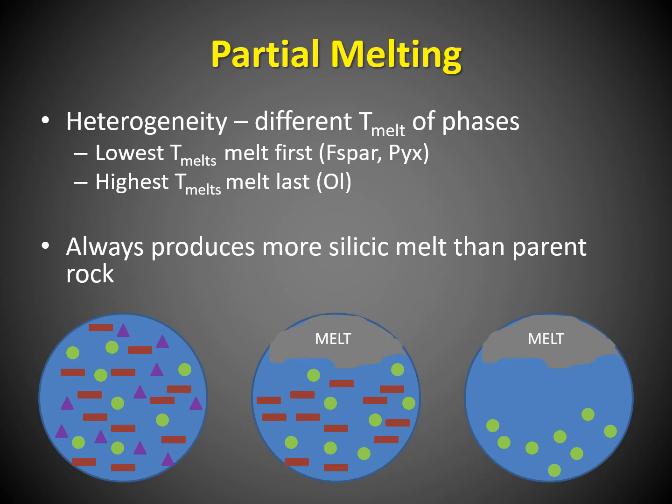And this is probably the big takeaway from all this, is that in every case, you tend to end up with a melt that has a higher percentage of silica than your parent. So the melts are always more silica rich than the rocks that they started with, because in general, the lower silica minerals tend to have lower melting points.